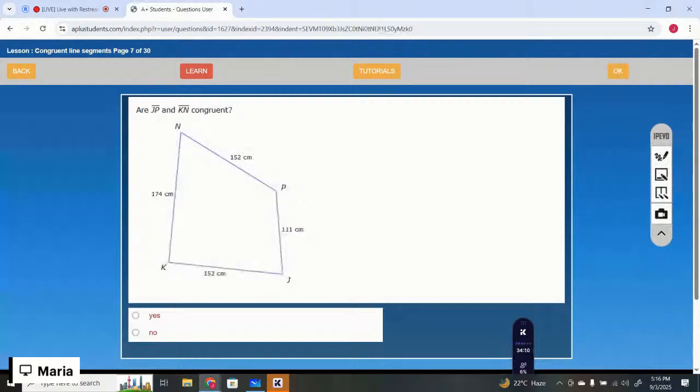Are P and KN congruent? P is 111 and KN is 174. No, they are not congruent. Okay, you can do it by yourself later today.